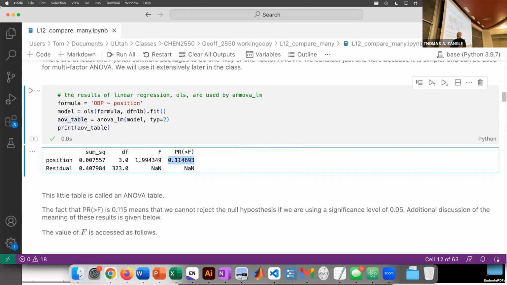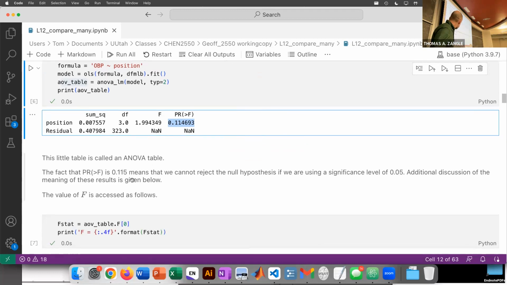Okay, so even though it looked like there might be a difference between designated hitter and the rest of the positions in terms of on-base percentage, our analysis of variance is telling us that we cannot, in fact, at the significance level of 0.05, distinguish the means in on-base percentage from one another.